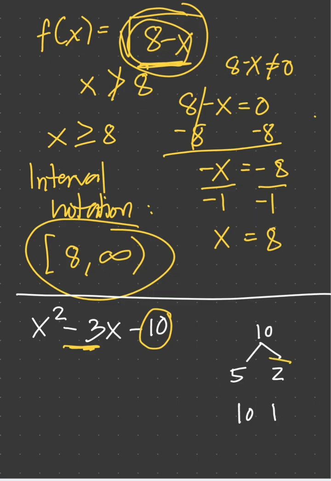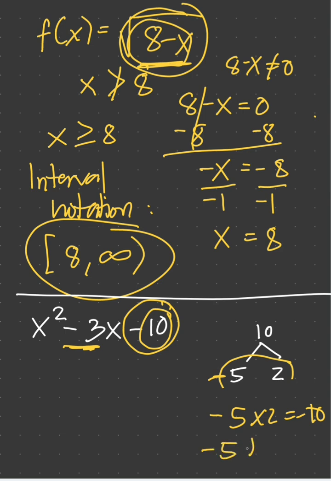If you chose 5 and 2, because when you multiply 5 and 2, it is 10. So if you chose 5 and 2, 5 should be negative, because 5 is the larger number. Okay? 10 and 1 cannot be, because when we subtract 10 and 1, it's not equal to 3. It is 9. So we just choose 5 and 2. See? Let me show you. Negative 5 times 2 is equal to negative 10. So it's correct. Negative 5 plus 2 is equal to negative 3, which is also correct. You got that?